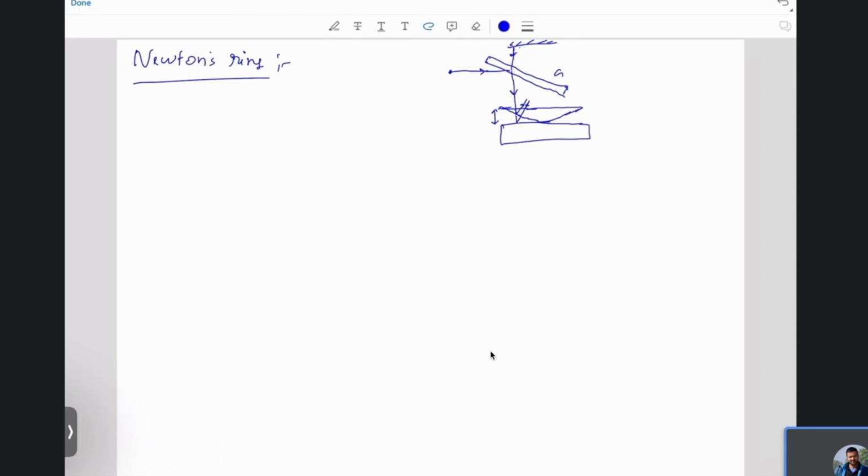You can observe an interference pattern if you look at it from above. So the interference rings will look something like this. So these rings are called Newton's ring.